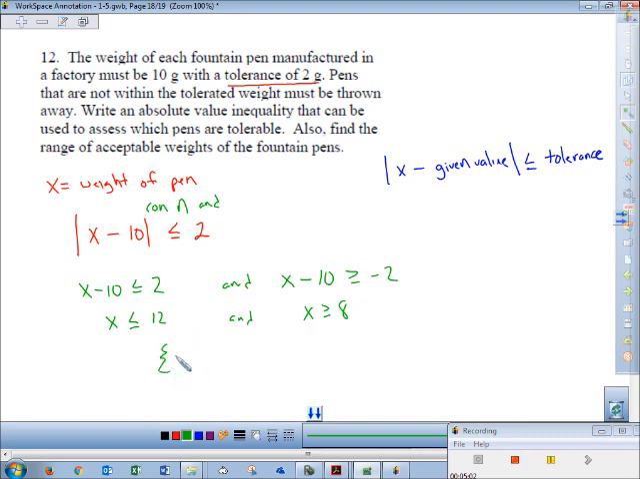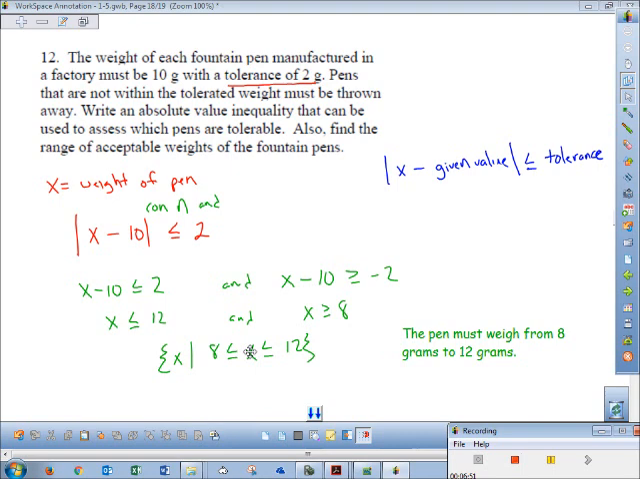So in set notation, it's the set of all X such that, remember, X is in the middle, symbols point to the left every time. We are using equal to bars, smaller number, bigger number. It says the set of all X such that X is greater than or equal to 8 and X is less than or equal to 12. Close that bracket up. And then let's write our answer in a complete sentence. So this to me is talking about the pen's weight, right? So the pen must weigh from 8 grams to 12 grams. Capital letter, period, makes it a nice complete sentence.